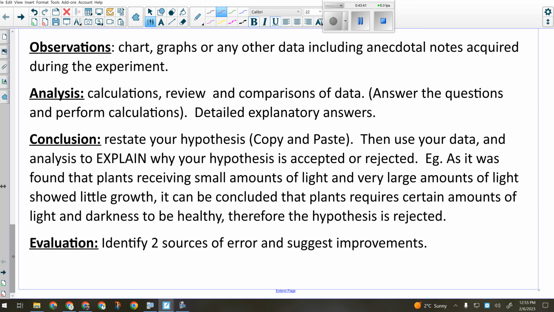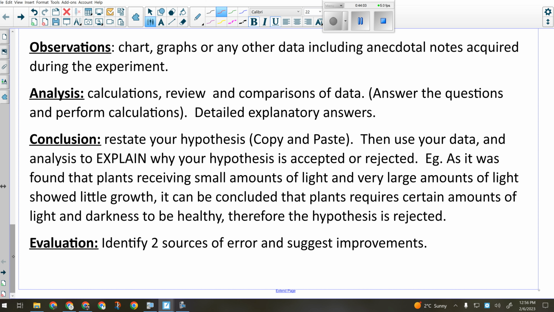So that's what you have to do with 2 sources of error. Find 2, tell me what effect they had and how you fix it. Okay, the best place to look for sources of error are the controlled variables, because you know those controlled variables could affect the experiment if anything goes wrong. So they're a really good place to look. Okay.